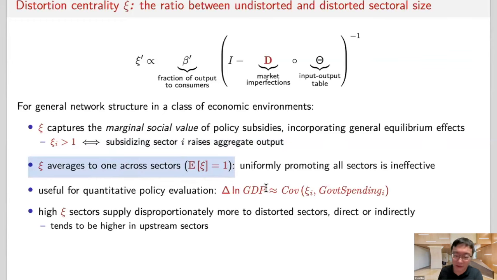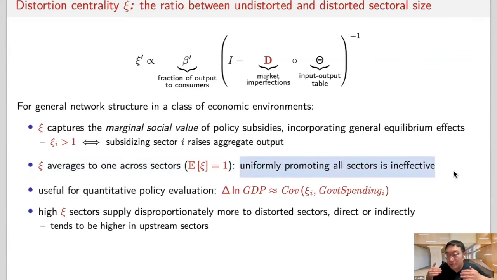What does averaging mean here? Well, by average, what I mean is if you average the centrality using sectoral value added as a fraction of GDP as the weights, then that's a weighted average by value added. This implies that uniformly promoting all sectors is ineffective, or randomly selecting sectors in expectation will have zero aggregate effects. Now, in an economy without any distortions, the distortion centrality will be identically equal to 1 across all sectors, which means subsidizing any sector on the margin has zero aggregate impact. That's also the first part of the theorem.